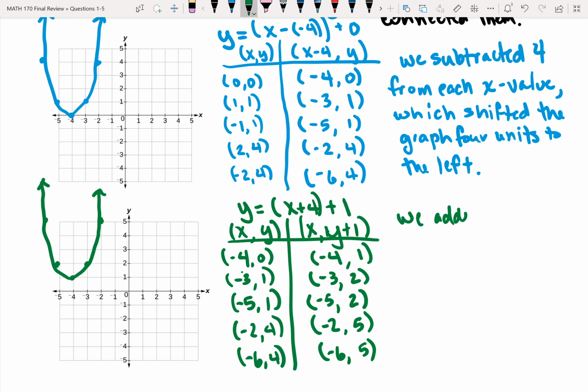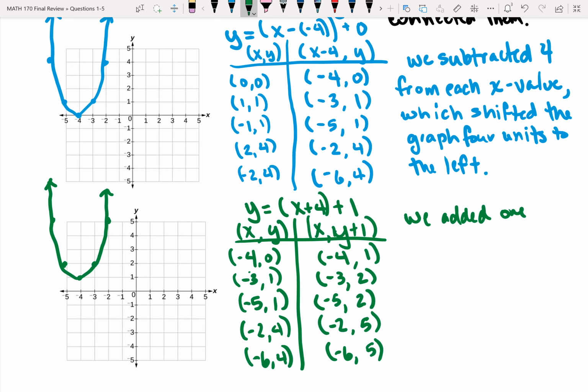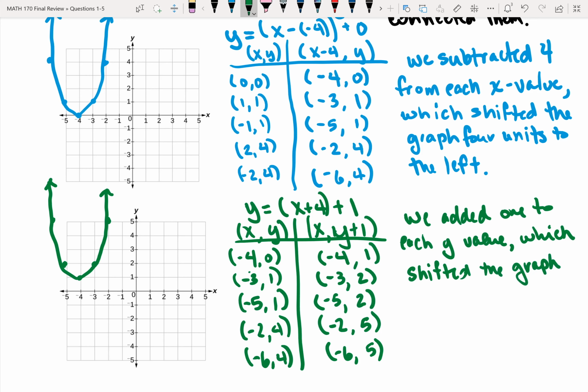Okay. And so what did we do to write the sentence? We added 1 to each y value, which shifted the graph up 1 unit.